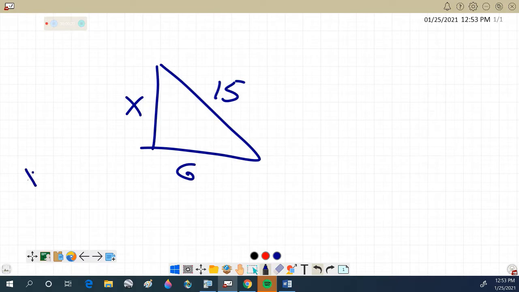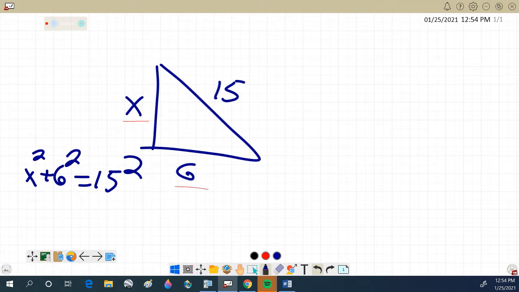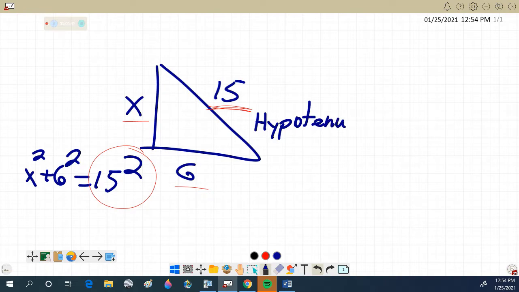So x squared plus 6 squared equals 15 squared. The order of the legs doesn't really matter. It doesn't matter which one of those you put first or second, but this one has to be by itself. And this is called the hypotenuse.